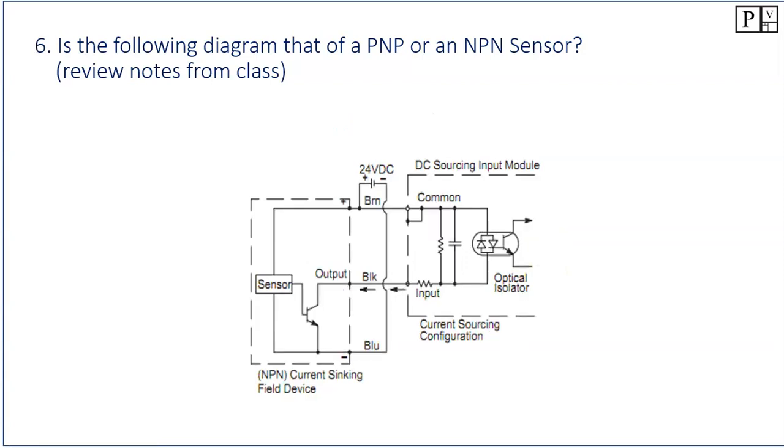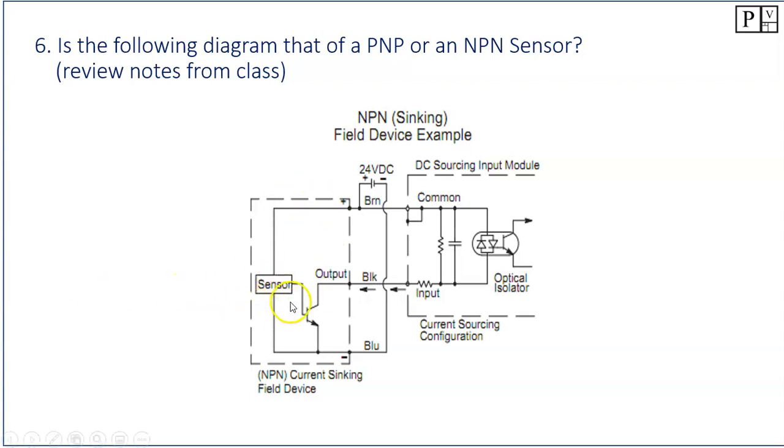Let's take a look at another one. Here we have brown is the positive, so brown is referencing the positive. Blue should be referencing the negative. Yes, that looks good. Black is the output, but let's take a look at the PLC. Remember, this is the sensor, this is our PLC input, and we're looking at the common. The common looks like it is referencing back to the positive. So the PLC already has a reference to the positive here, so we must be syncing that positive current through the switch and back to the negative of the power supply here. So this one is going to be an NPN or a syncing sensor.